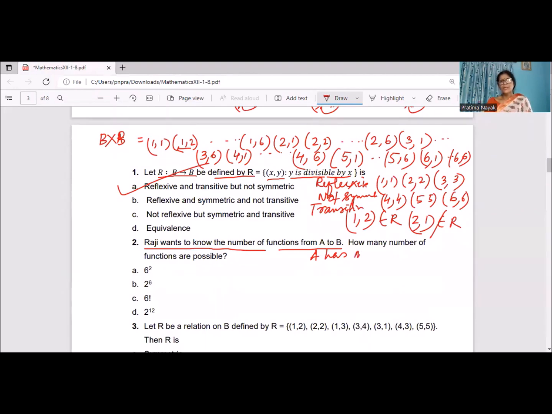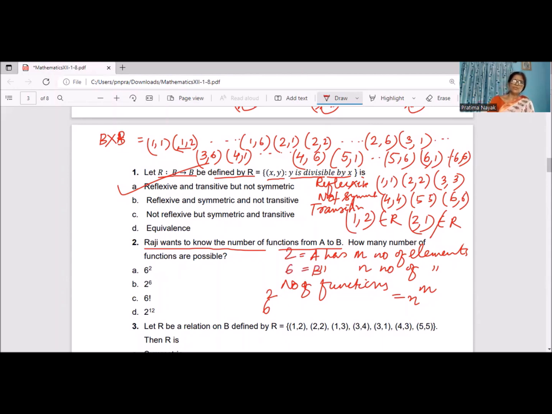If set A has m number of elements, set B has n number of elements, the number of functions is equal to n to the power m. So how many elements does B have? B has 6 elements and A has 2 elements, so it will be 6 to the power 2. So A is the answer for this question.